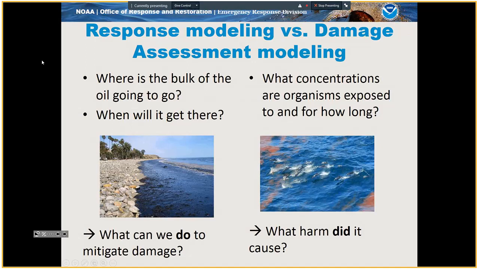On the other hand, if the damage assessment people come in weeks, months, years later, and are trying to figure out what the injury was to the environment, they need to know things like what concentrations organisms were exposed to, for how long, and these kinds of details, and ultimately what kind of harm was caused. But that, fortunately, is also a much longer process, so they can spend a great deal more time gathering data and calibrating models. I think for non-floating oils, on the damage assessment side, it's really going to be the same challenges. The models themselves are more limited and a lot more reliant on data.